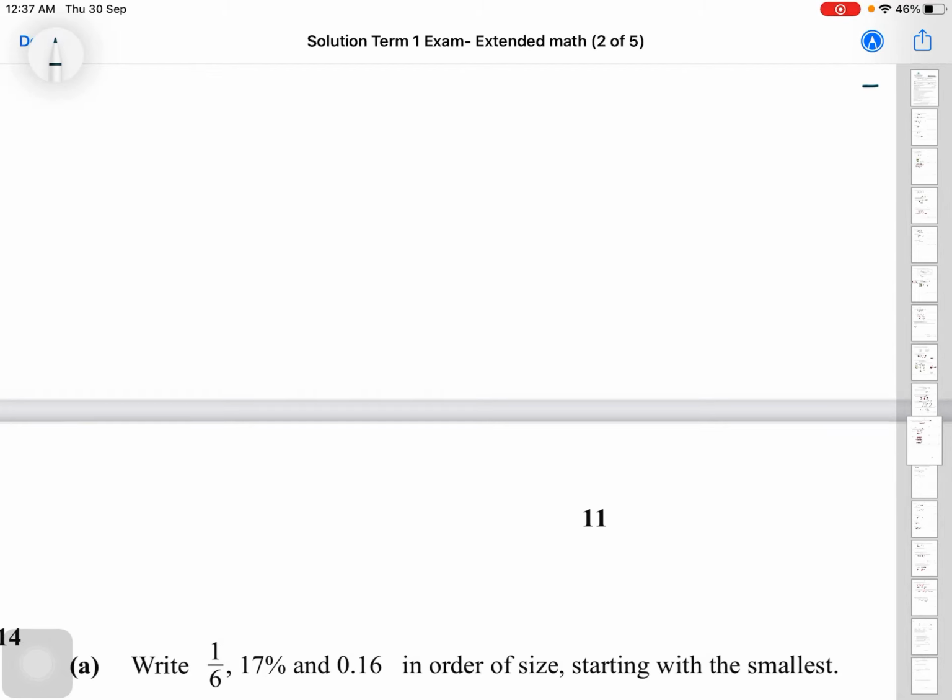This is part 2 of the solution. Question number 14a part. Write 1 by 6, 17% and 0.16 in order of size starting with the smallest. So 0.16 can be written as itself. 17% can be written as 17 by 100 and that will become 0.17. What about 1 by 6?